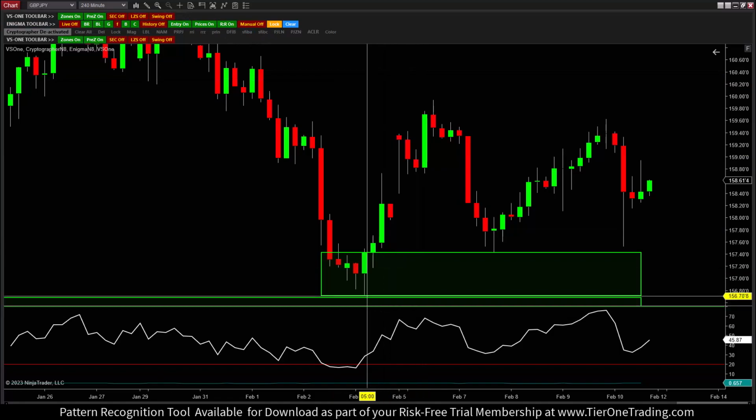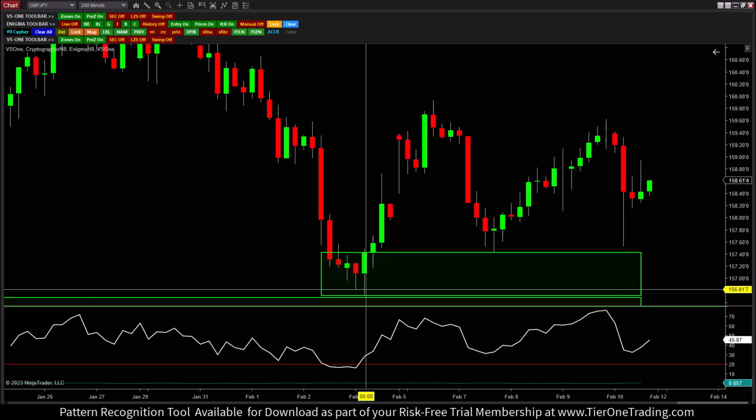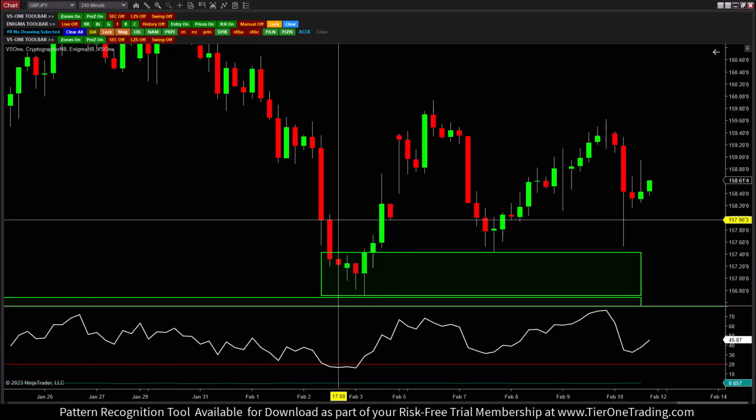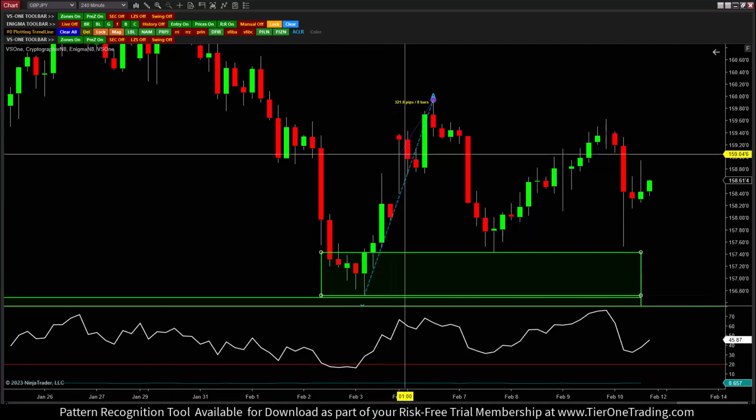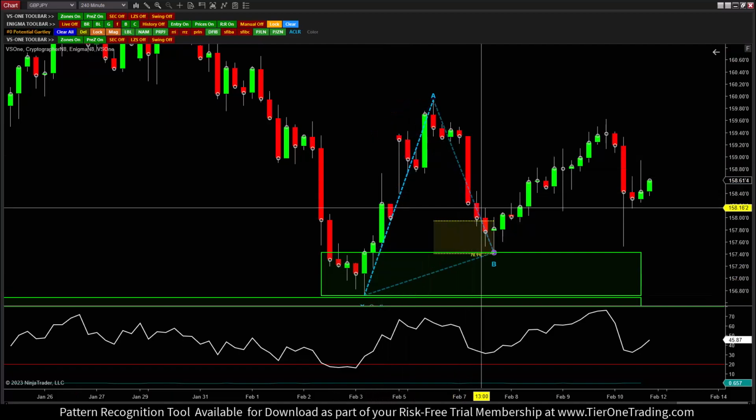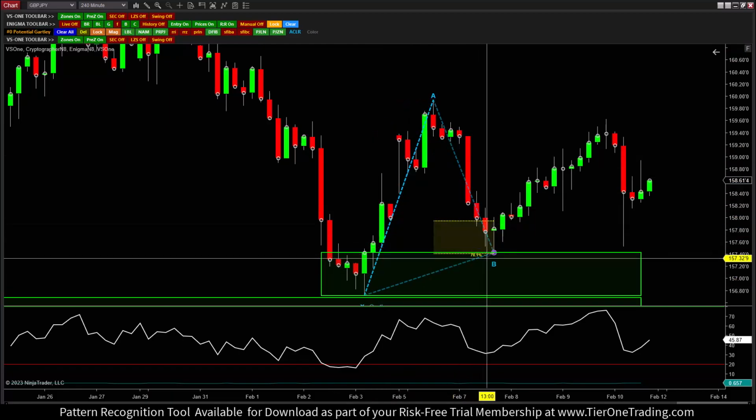Once again, we'll start with our starting point right here. Let me get my drawing tool on. There we go. Starting point is going to be down here. And this first move is going to be our X to A. This retracement right here is going to be our A to B. Now, very important, once again, just like the cipher, make sure you check the Fibonacci requirements here.